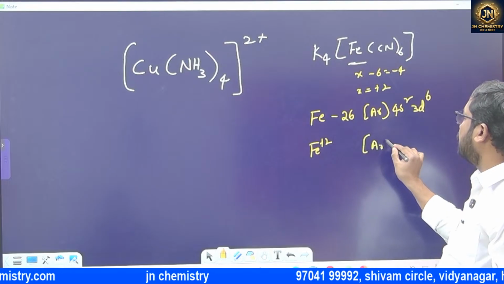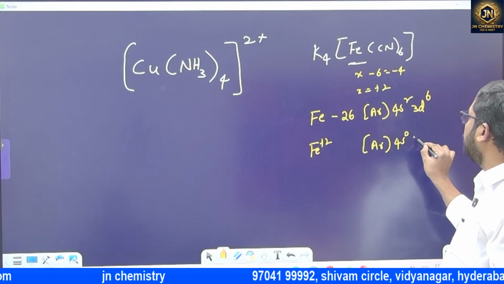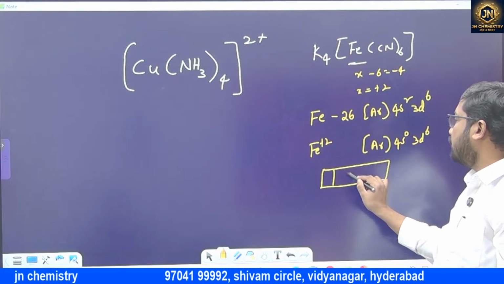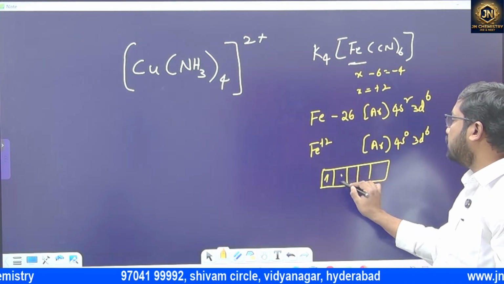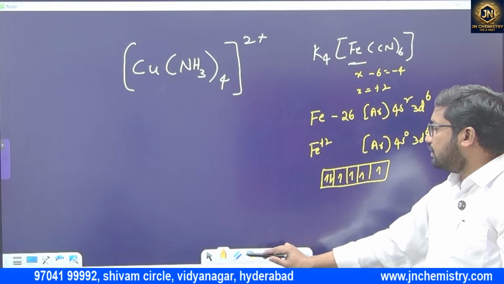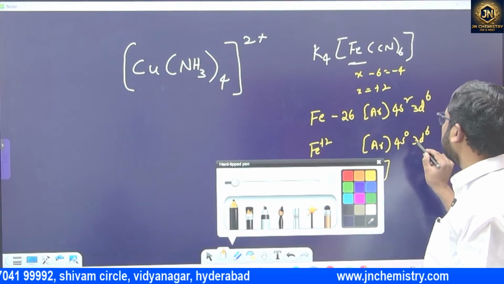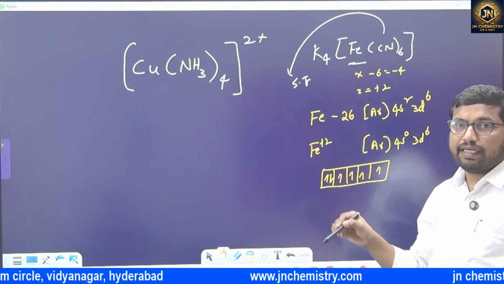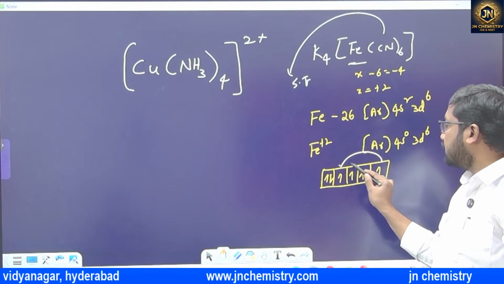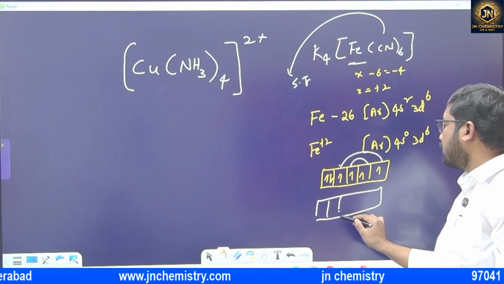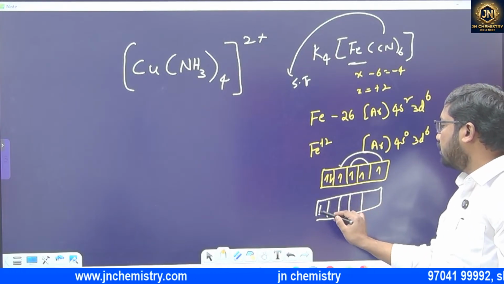Argon 4s0 3d6 means 6 electrons are here. 1 2 3 4 5, right? 1 2 3 4 5 6. But this is cyanide. I told you it's a strong field ligand. When the strong field ligand is there, pairing takes place. So pairing takes place means what?